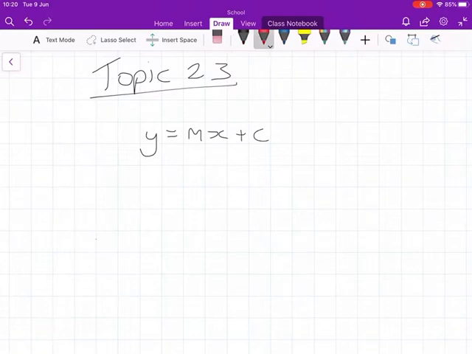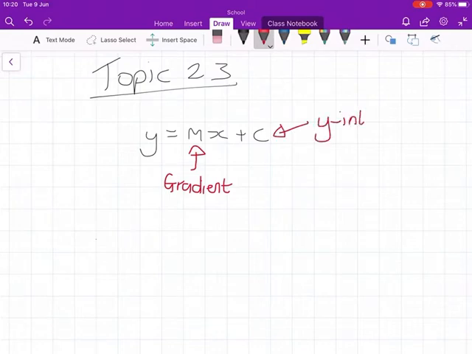This m is something we call the gradient. The gradient is simply the steepness of the straight line, and we'll see that in a wee minute once we start drawing some of the graphs. Your c is something called the y-intercept. That is going to be the y coordinate where the straight line crosses the y-axis. So let's have a look at some of these.